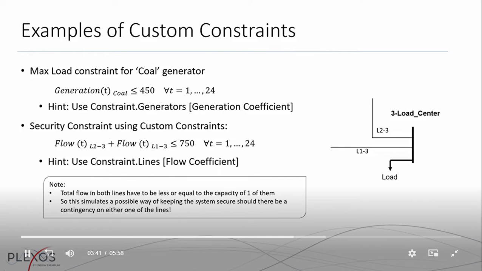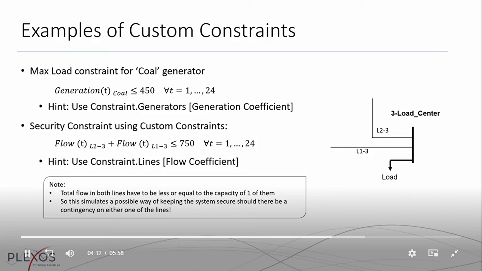Another example of custom constraints is as follows. If the output of a generator has to be limited, then an equation can be written such that the product of the generation coefficient and the generator decision variable is less than the right-hand side input value for all hours. A constraint can also be written to limit the sum of the flows on two lines to be less than a certain value.